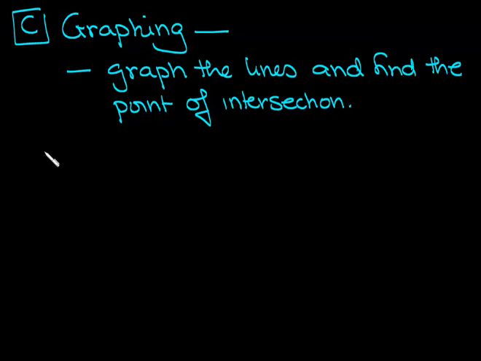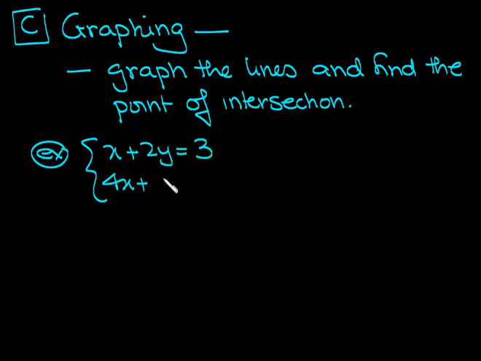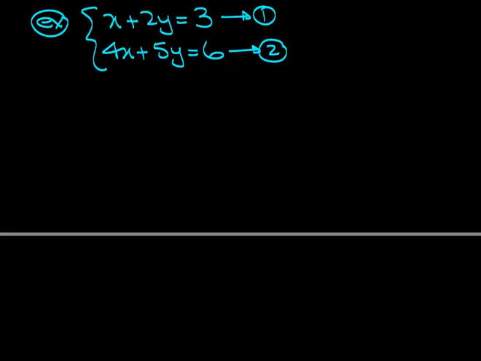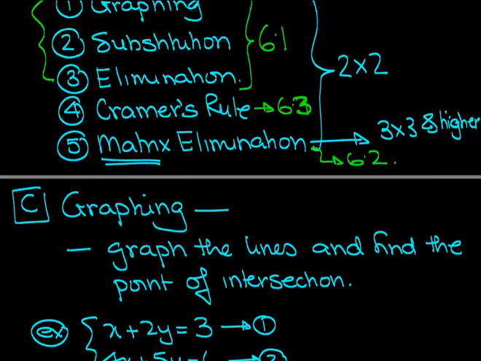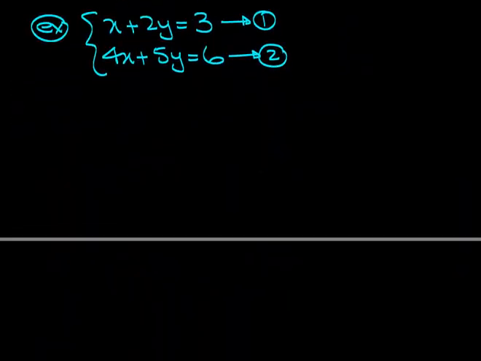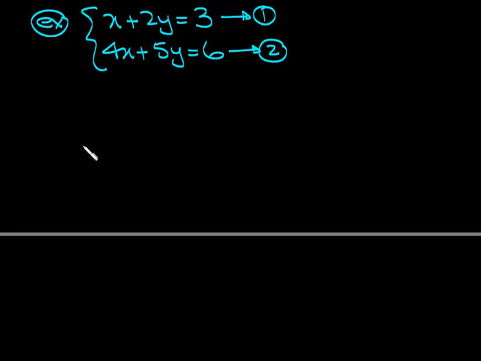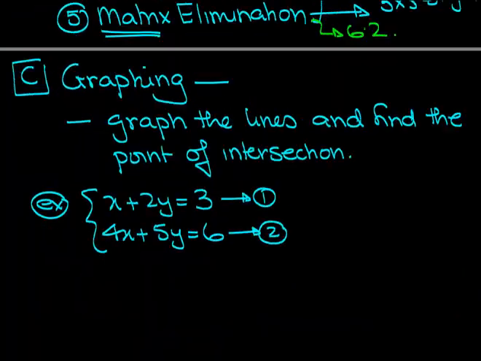So let's take a look at an example. Let's say I have this system. I'm going to use this example for all the methods. x plus 2y is equal to 3, and 4x plus 5y is equal to 6. This is my first equation. This is my second equation. I want to find the solution to this system. We already agreed a solution to a system is always a point. The solution to a system of linear equations is always a point.